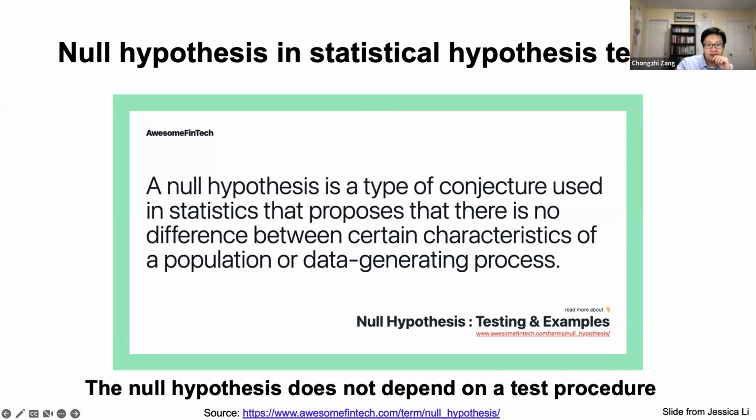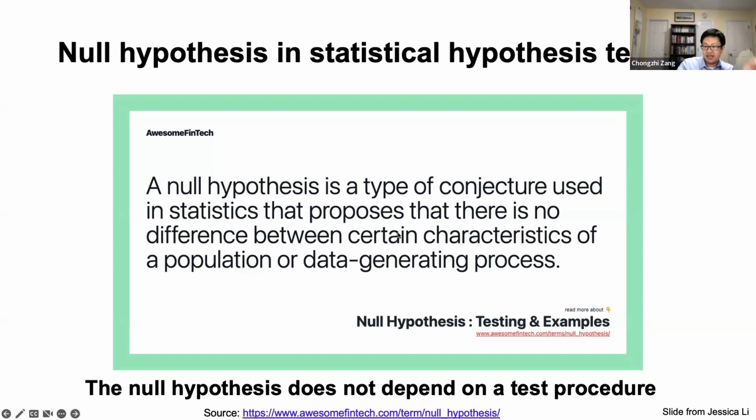So this is an example taken from different places on the internet, saying that the null hypothesis is a type of conjecture used in statistics that proposes that there is no difference between certain characteristics of a population or data generating process. And this statement is actually false, because the null hypothesis does not depend on any processes, any test process.